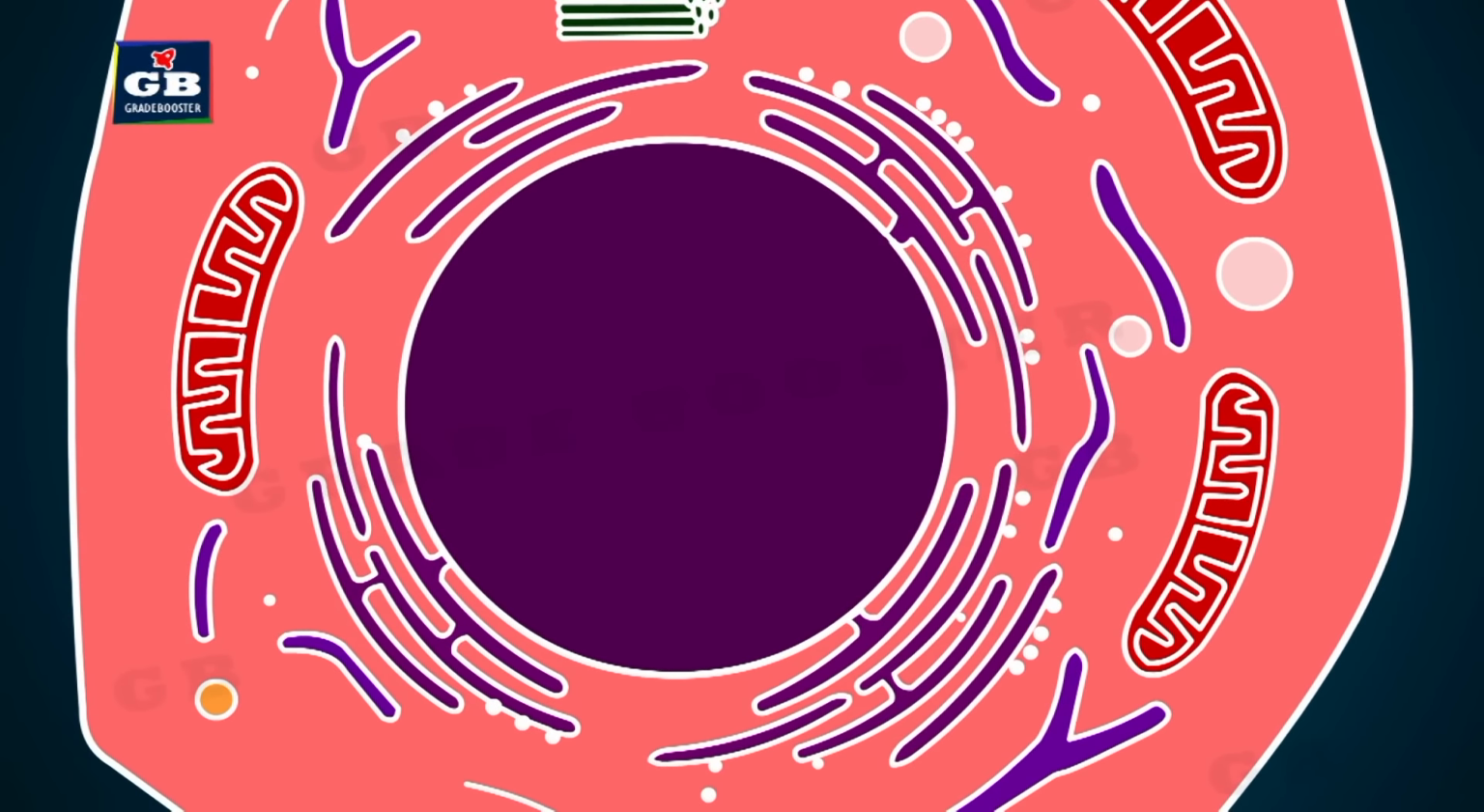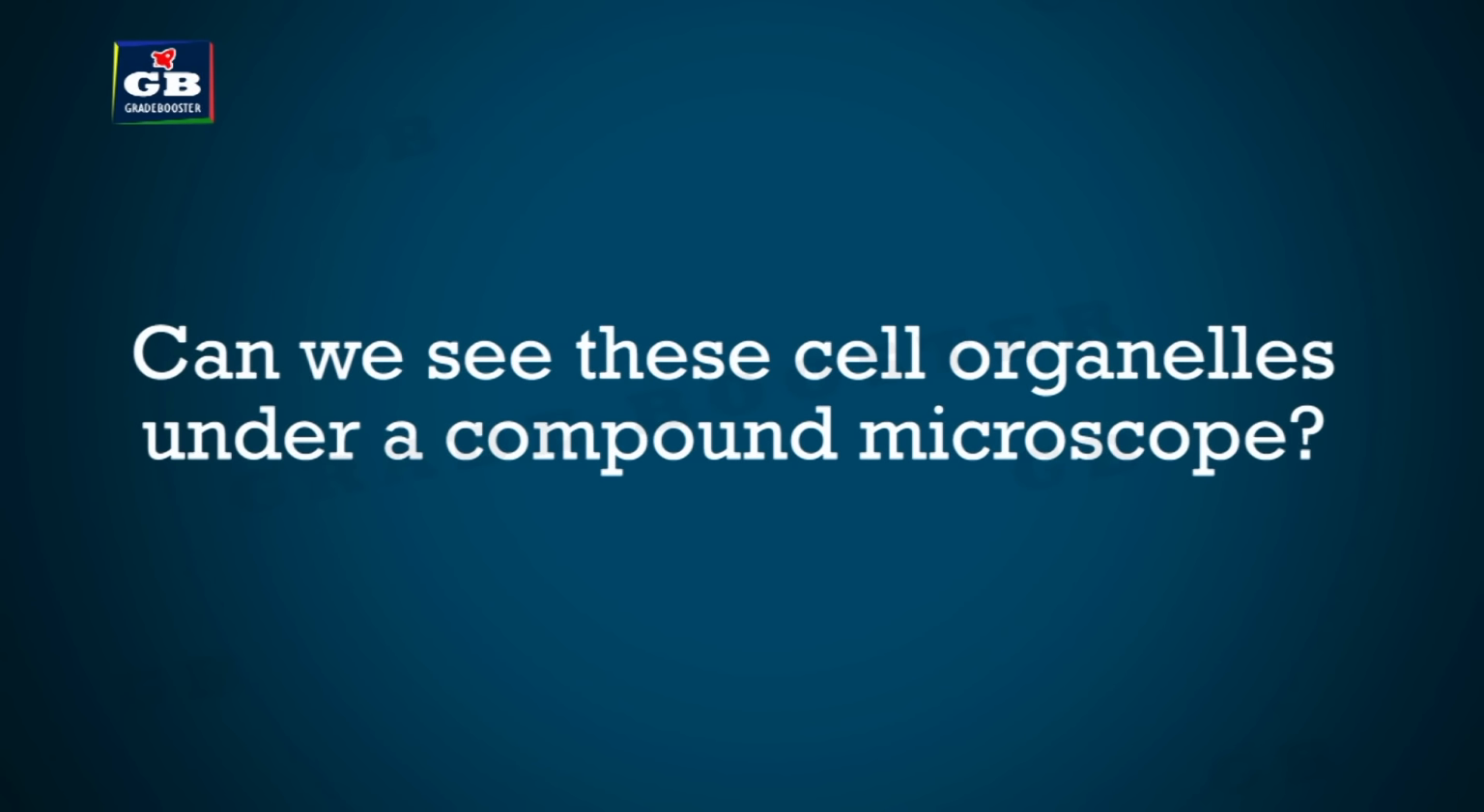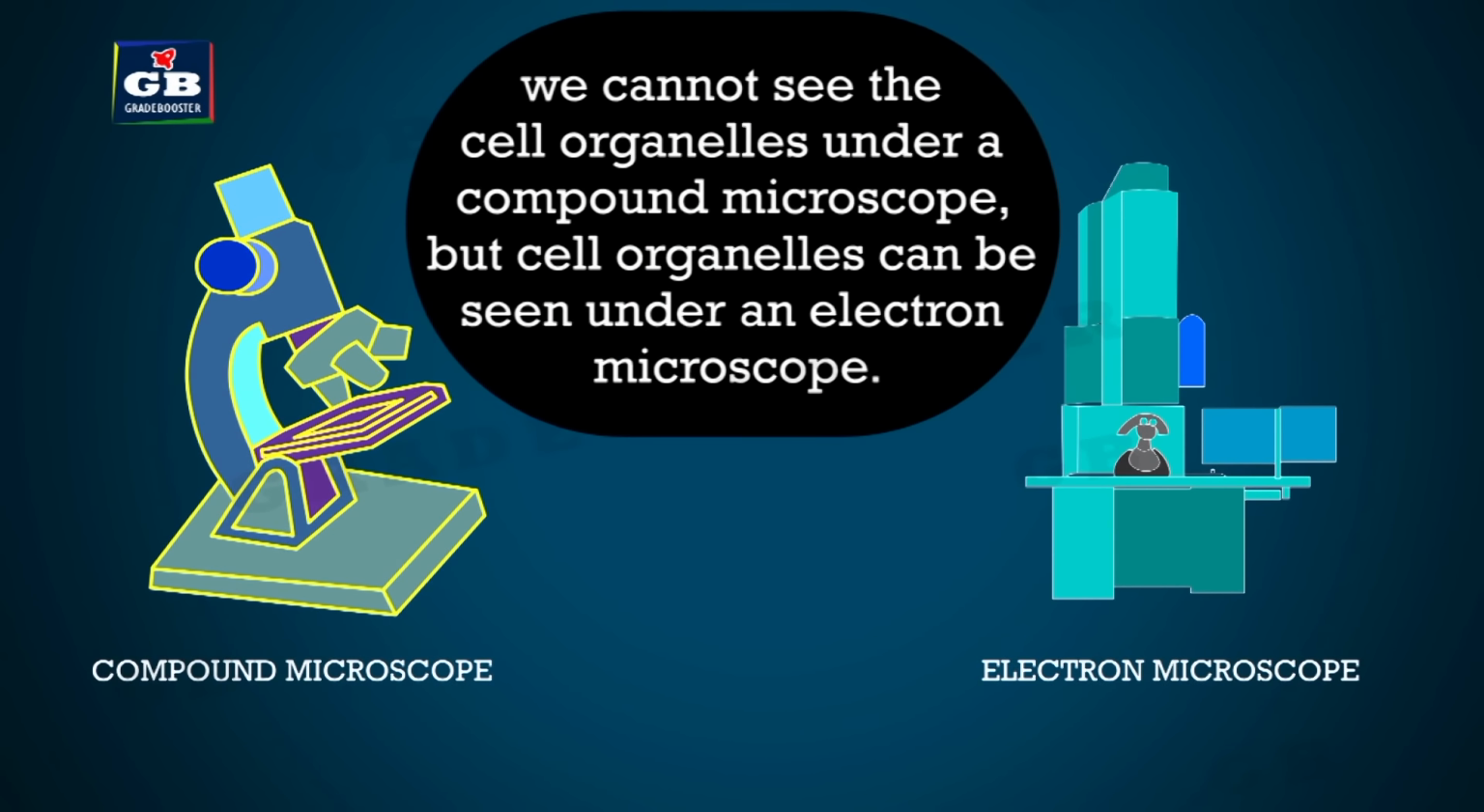These organelles are called cell organelles. Can we see these cell organelles under a compound microscope? No, we cannot see the cell organelles under a compound microscope, but cell organelles can be seen under an electron microscope. In the next video, we will learn the structure and functioning of each cell organelle.